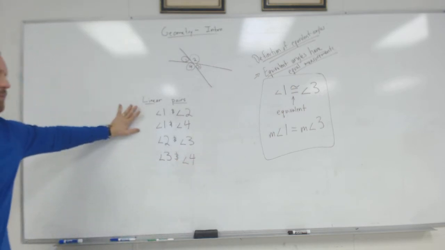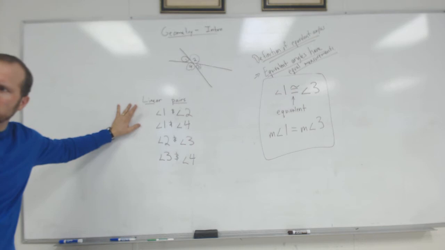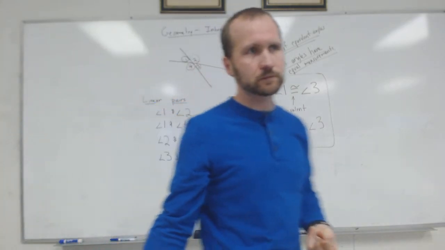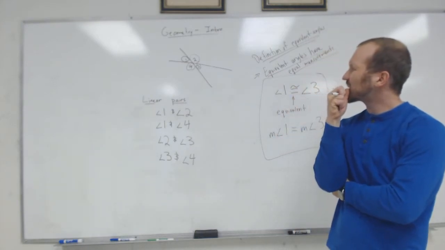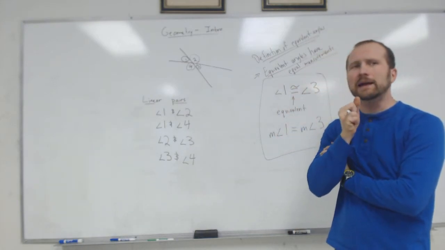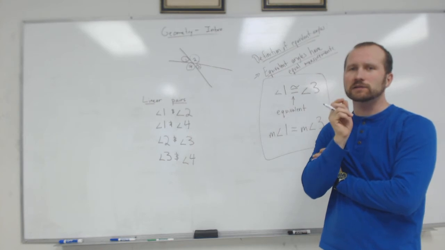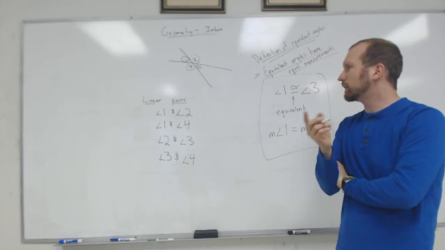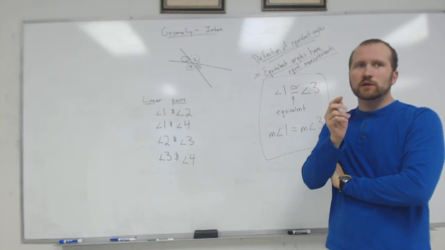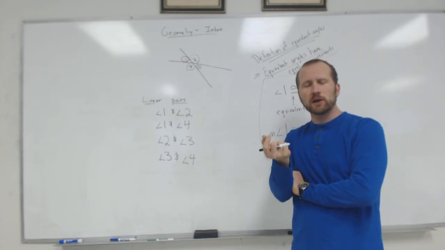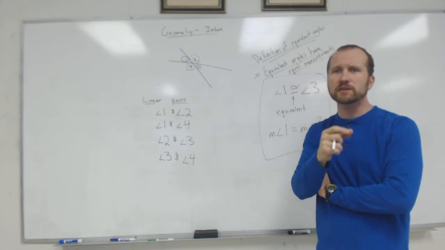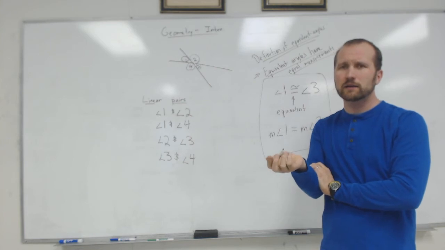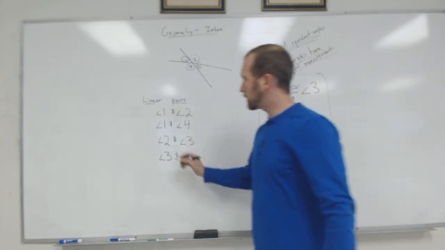Now what do you think is true about linear pairs? They create a line. What do you know about lines? I want you to think about angles and degrees. Well, they're all 180 degrees. So if two angles are a linear pair, that means their measurements have to add up to 180 degrees.